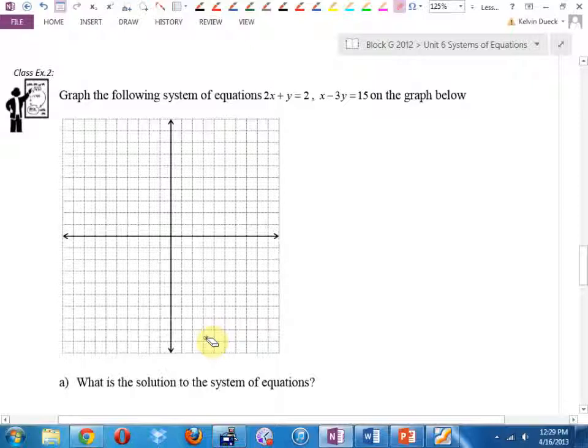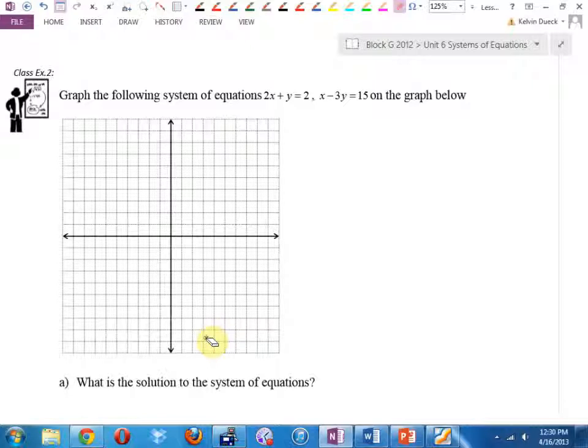Example 2, graph the following system, turn the page. Graph the following system of equations on the graph below. What was the system of equations, Mac? More than one variable, more than one equation. In fact, there's a rule. How many variables are there in these two equations? How many different letters do you see? 2. How many equations did I give you? 2. You need 2 to find 2.